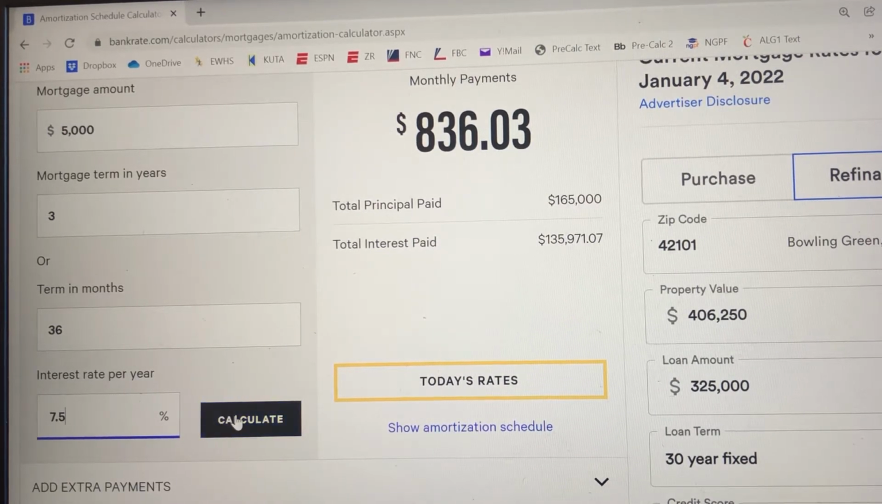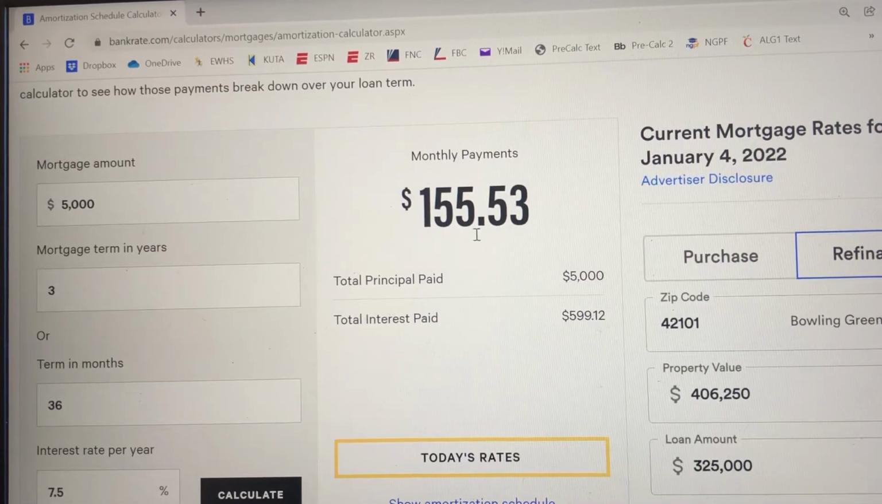So when we hit calculate here, it's going to tell us what the monthly payment is, and it's $155.53. You can see here the principal paid is the amount you borrowed. You borrowed $5,000, so you're going to pay $5,000 back over the life of the loan. The total interest paid here is assuming you make the monthly payment each month and nothing extra. You don't miss any payments, but you don't pay any extra either. So you're making 36 equal payments of $155.53. Well, if that's the case, you're going to pay almost $600 in interest over these 3 years. And that's how the bank makes money, is charging you interest on loans.